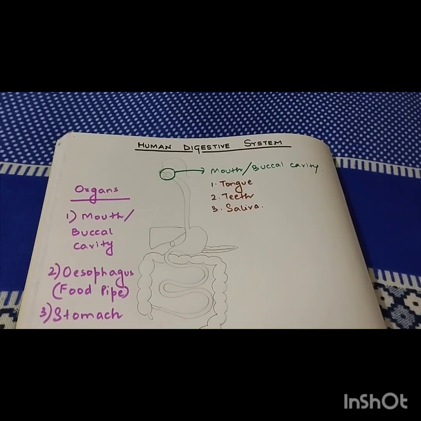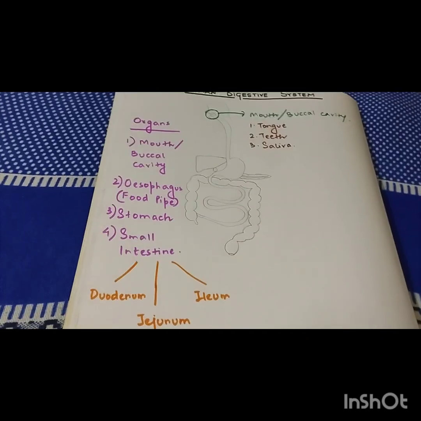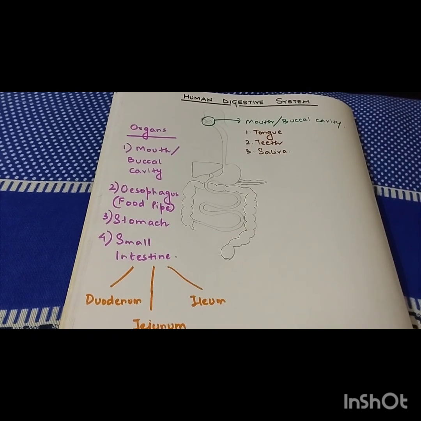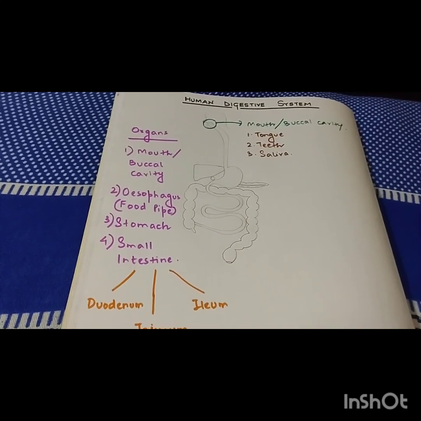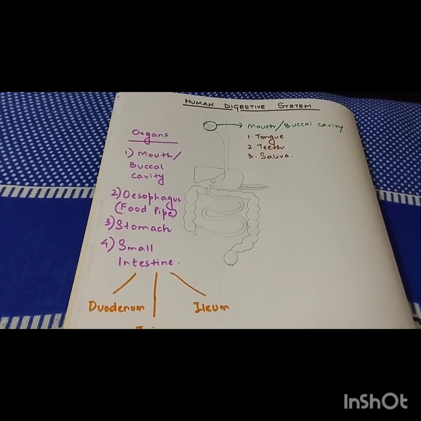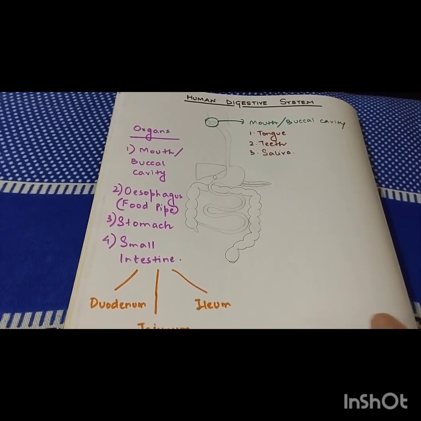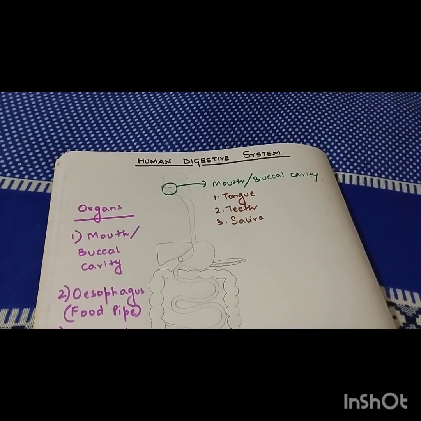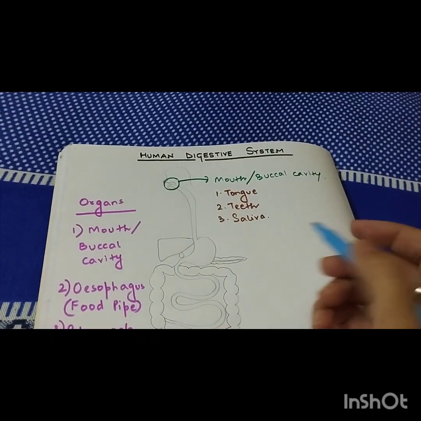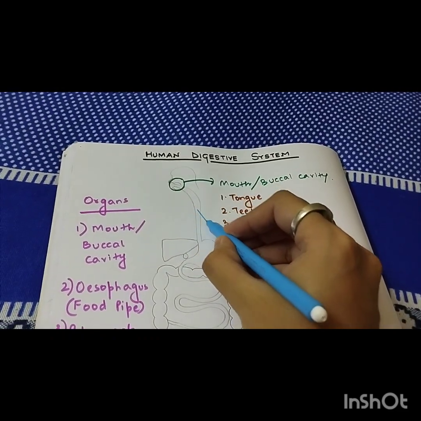So yesterday we discussed the organs that are involved in the human digestive system. Along with that, we described the mouth, which is also known as the buccal cavity, and the functions of teeth, tongue and saliva. Now we will be moving to the second part of the digestive system, that is the esophagus.